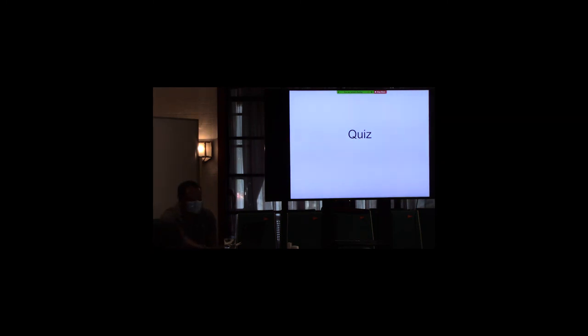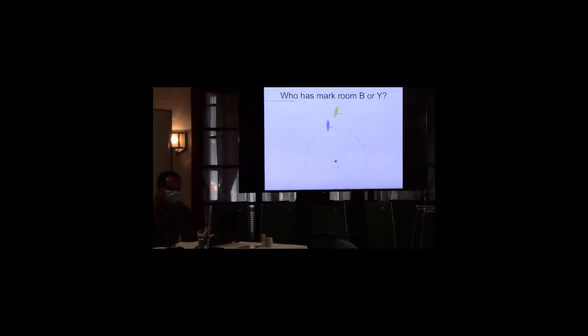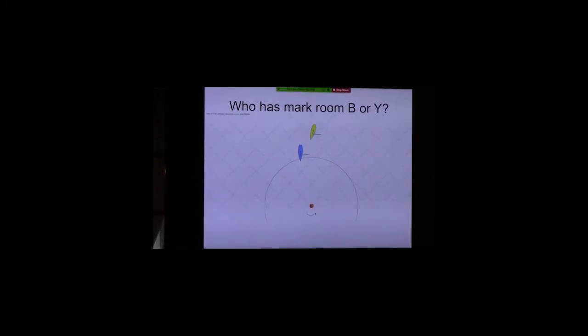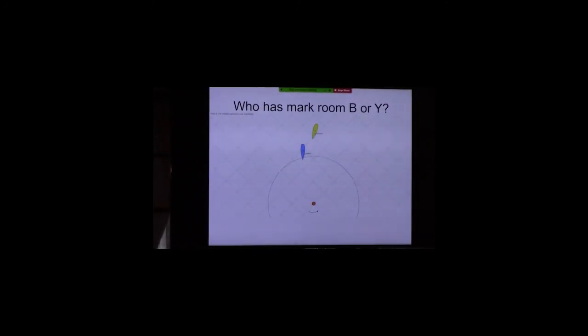So the first one then, if you have a quick look at that, the question is, who has mark room, blue or yellow? Blue. The overwhelming response over here is blue. Does everyone at home agree? I think we all agree that blue was clear ahead at the time she entered the zone, and therefore yellow has to give mark room.